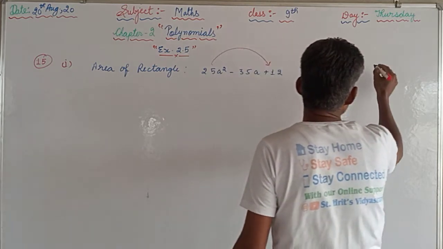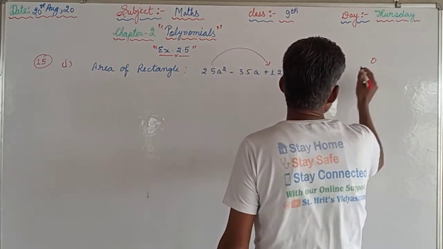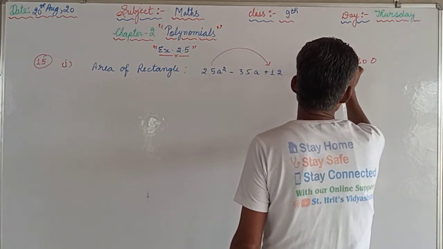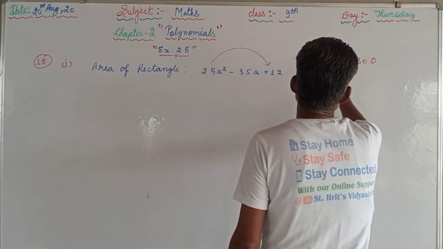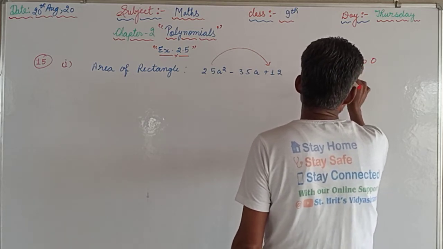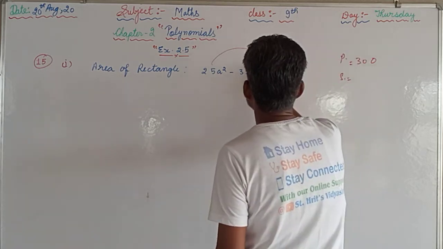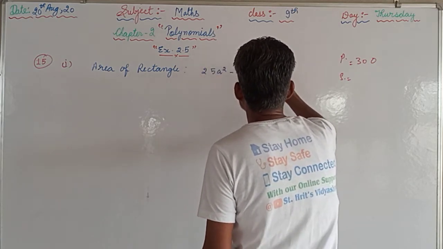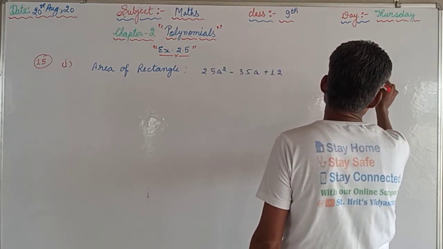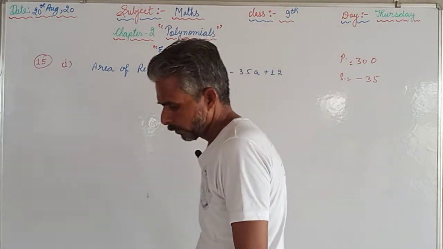12 5s are 60, 0 6, 12 2s are 24 plus 6 is 30. So that should be the product of two numbers, and the sum should be minus 35.